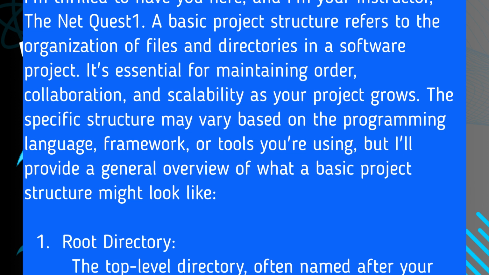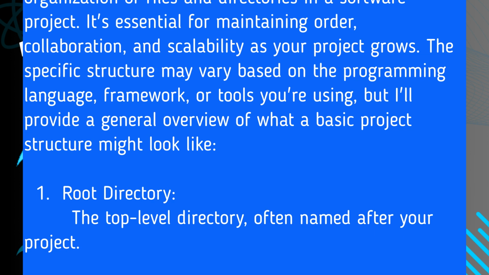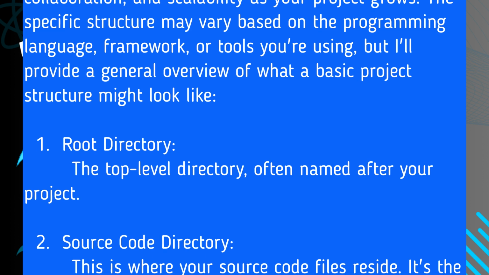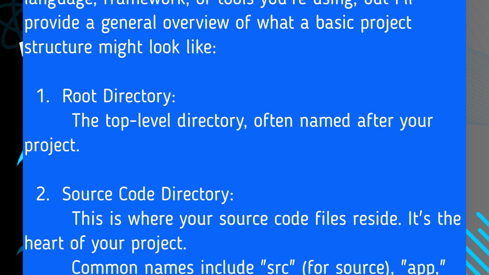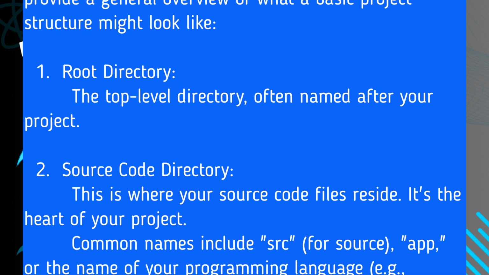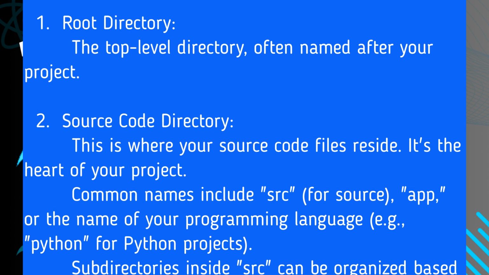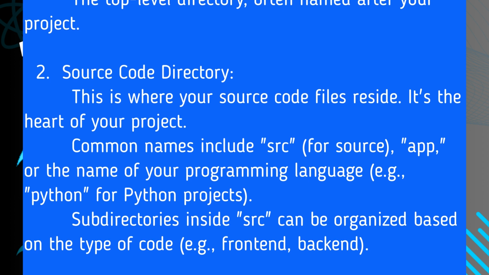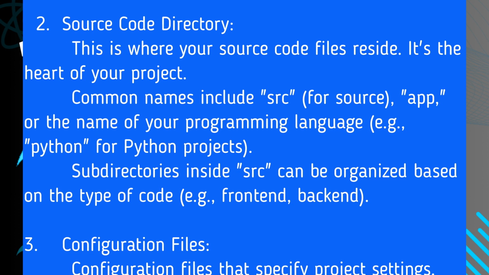1. Root directory. The top-level directory, often named after your project. 2. Source code directory. This is where your source code files reside. It's the heart of your project. Common names include src for source, app, or the name of your programming language, e.g. Python for Python projects. Subdirectories inside src can be organized based on the type of code, e.g. frontend, backend.